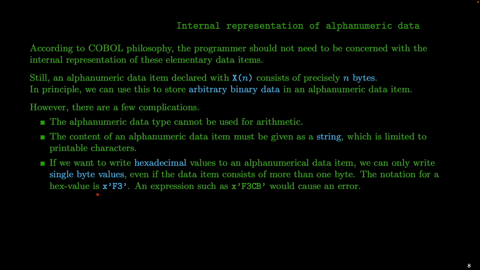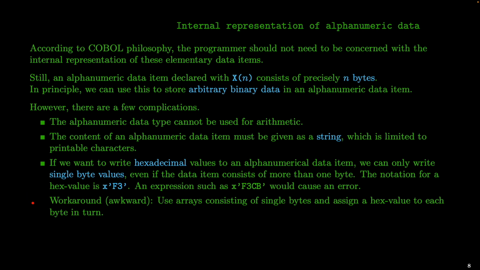Now, hex values in COBOL are written like this. You have a preceding X, then you have quotation marks, and then the hex value for your byte within these quotation marks. And a value like that can be assigned to an alphanumeric variable. But for example, if we use something like this, where we want to assign 2 bytes in hex notation, that would cause an error. So it is a bit annoying.